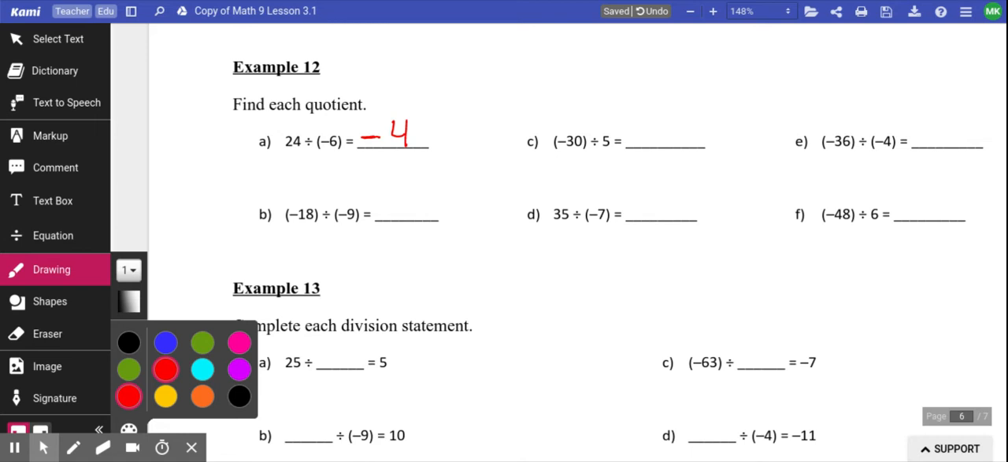If you look at B, B is going to be a positive answer because they're both negatives. 2 negatives divided will always make a positive. Count by the second number. So I'm counting by 9s until I get to 18. 9, 18. It takes 2 times. For C, my answer is going to be negative because I have one positive and one negative number. I'm counting by 5s until I get to 30. So 5, 10, 15, 20, 25, 30. It's 6 times.